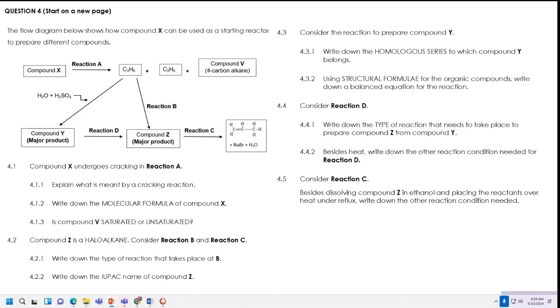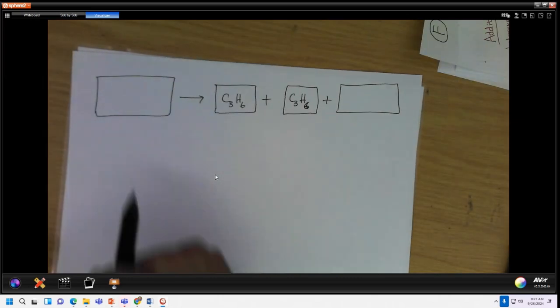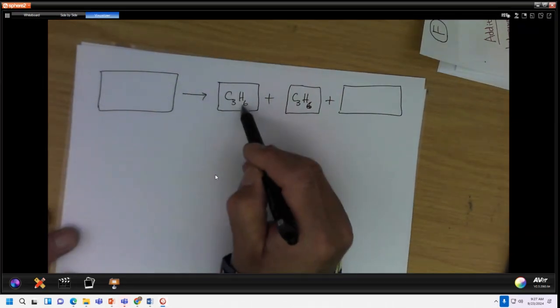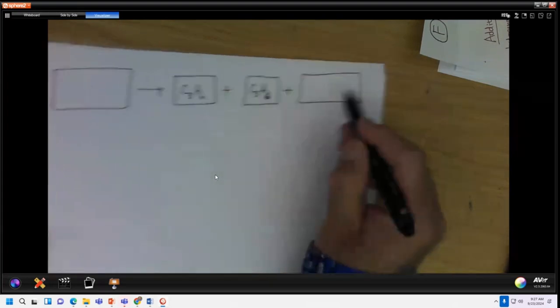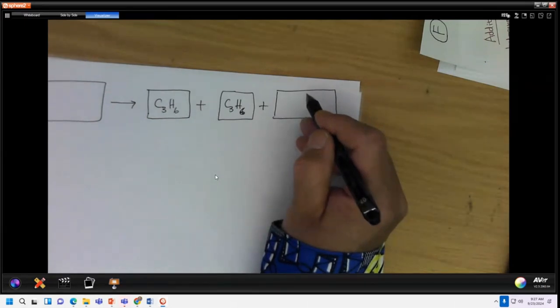Now, write down the molecular formula of compound X. Grade 12s, watch carefully. I'm going to draw it. We are first told that that's C3H6 plus another C3H6. Now, let me show you on my visualizer. We've got C3H6 plus C3H6, and they tell us that this one is a 4-carbon alkane.